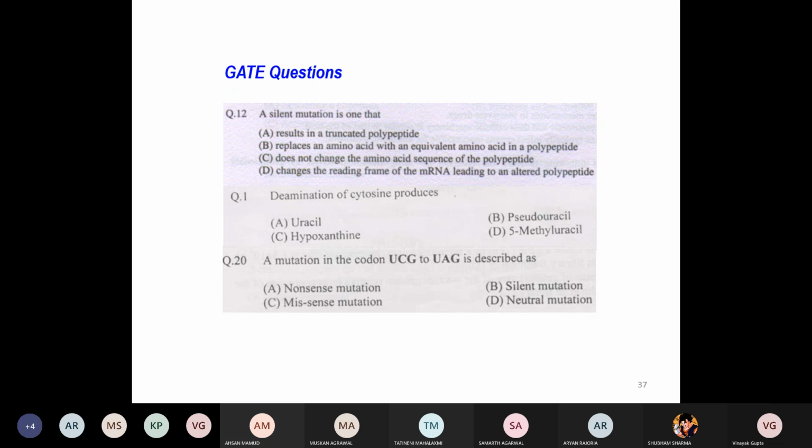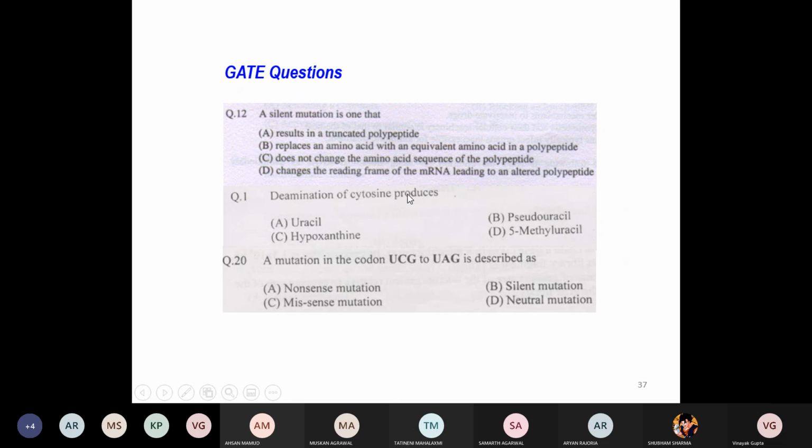Silent means it is totally silent. It is not going to change anything actually. Only nucleotide change is there, but ultimately amino acids are not changed. That is the definition of silent mutation. Nucleotide change is there, but there is no change in the amino acid. That is silent mutation.